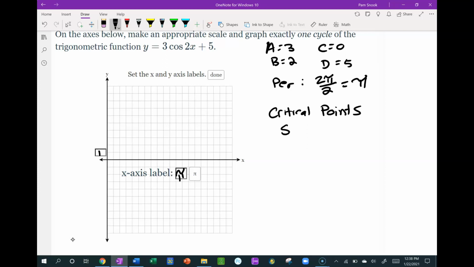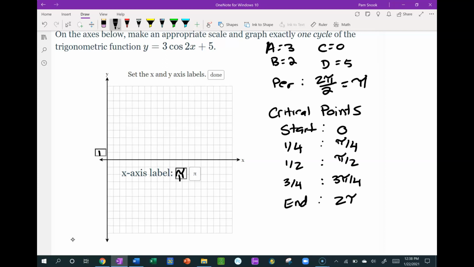And then I'm going to figure out my critical points. So I'm going to start at 0, the quarter point. I'm going to add a quarter of a period, so that gives me pi over 4. The halfway point, I'm going to add half a period, so that gives me pi over 2. The 3/4 point would be 3 pi over 4, and our ending point is going to be 2 pi. No, sorry, pi, just pi.